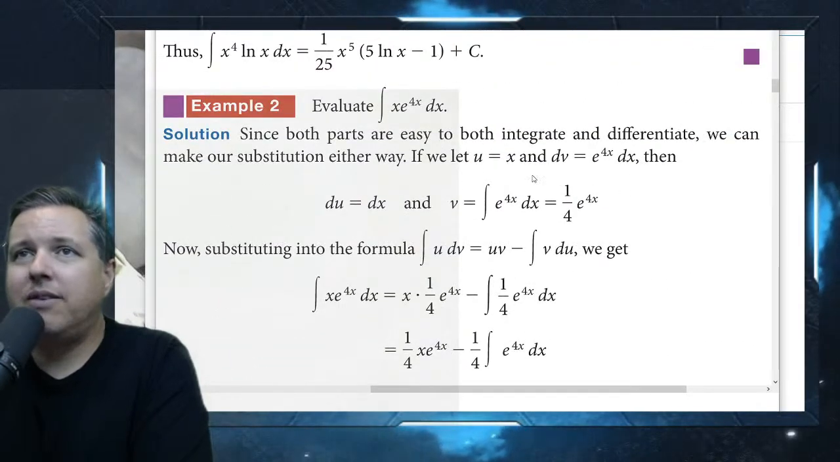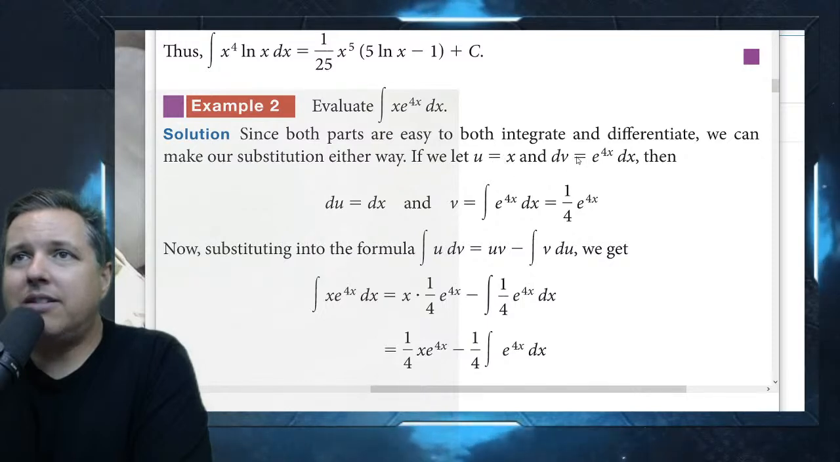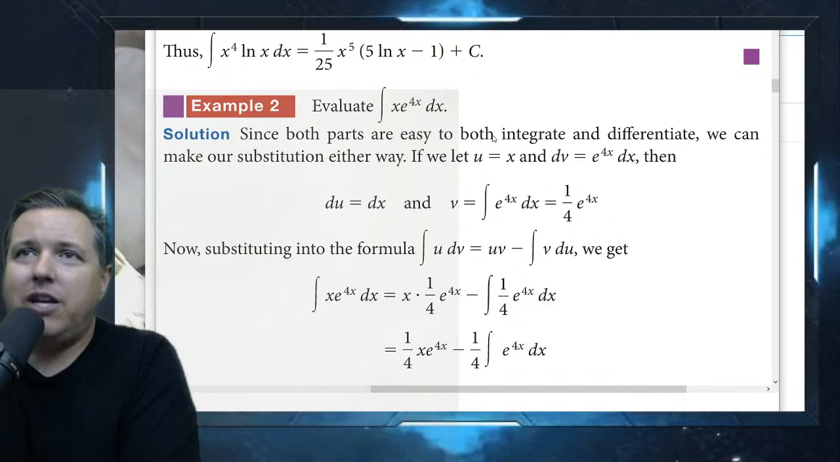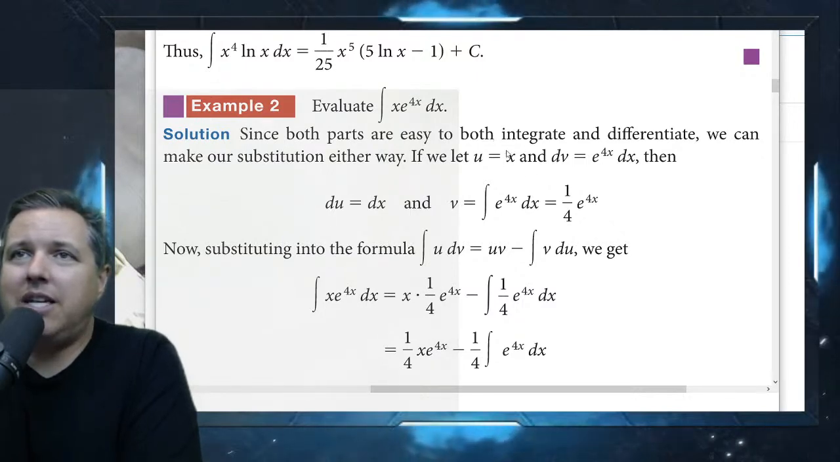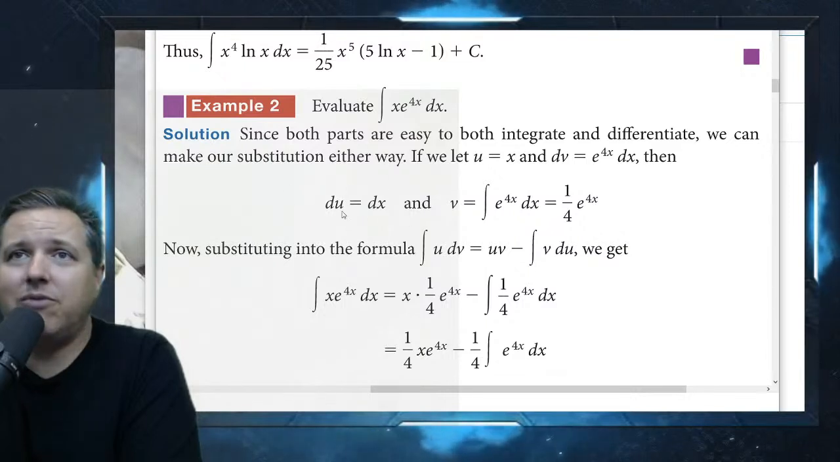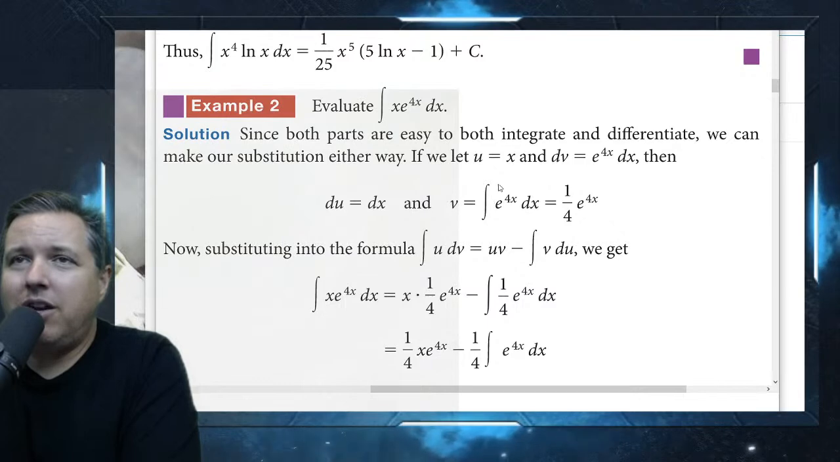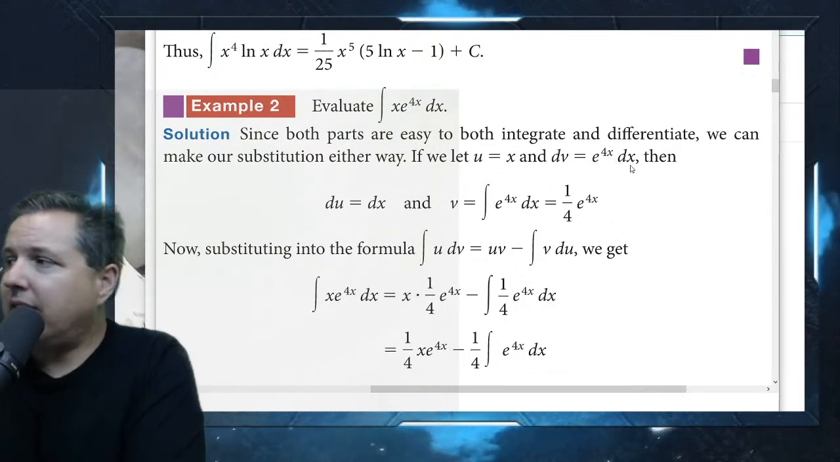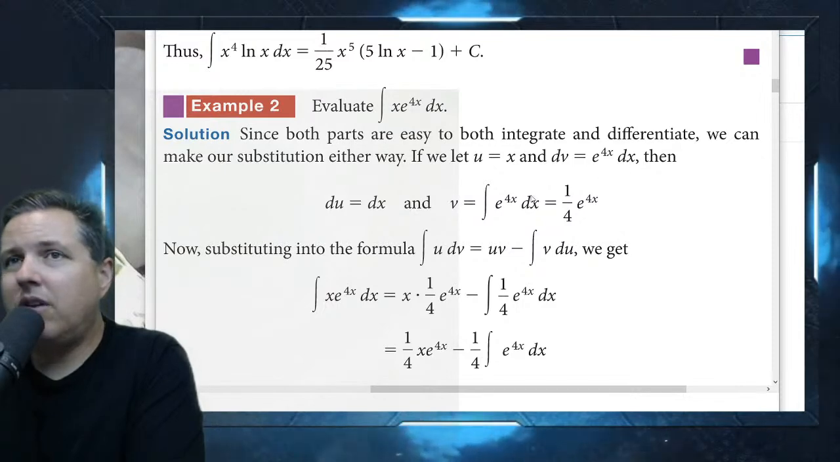So you're actually good. You can do it both ways. So you let u equal x and let dv equal e to the 4x. Now just be careful here. Your du becomes dx, because when we differentiate u with respect to x, we just get dx, right? So there's how they figured out the du. And then over here, we say dv is equal to e to the 4x dx. So v is equal to the integral of e to the 4x dx.